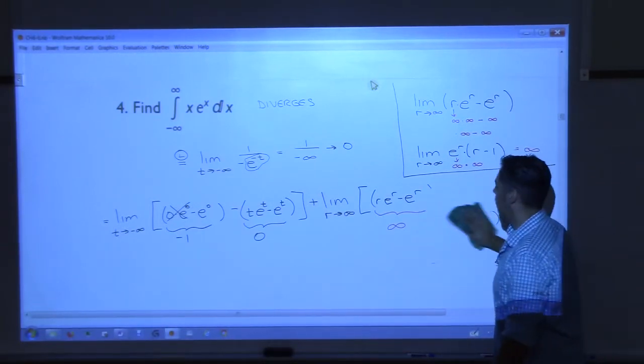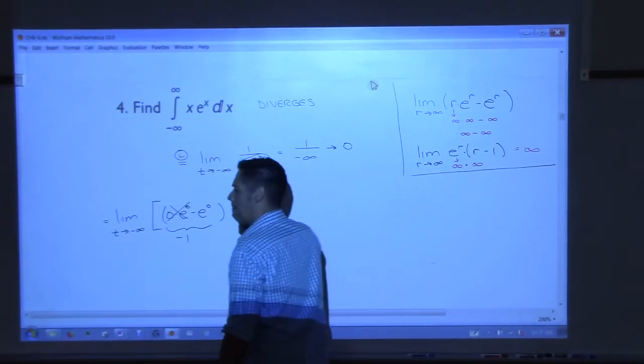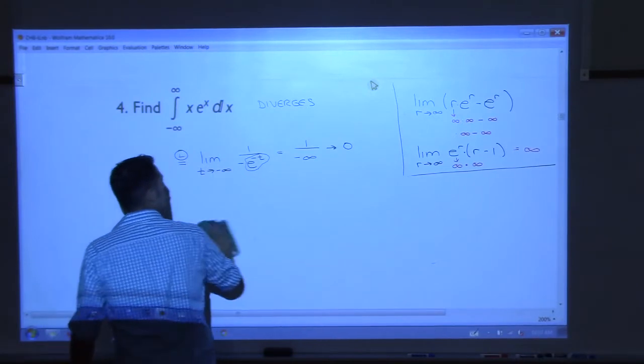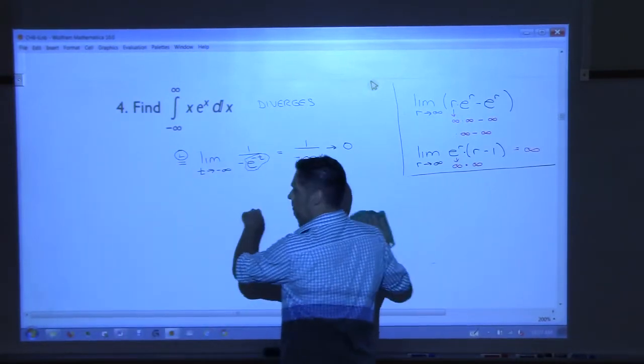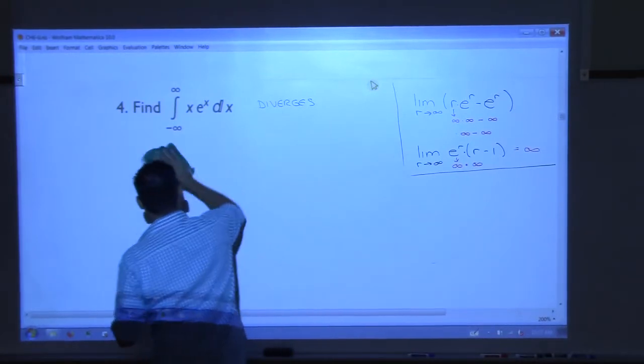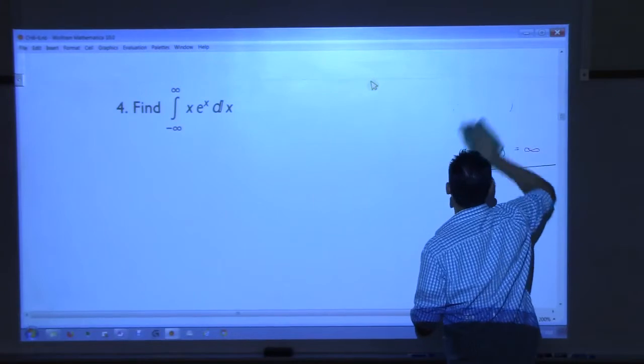So for the answer, would you have to put infinity and then put divergence next to it? I would put infinity, maybe box it, and put diverges next to it. Yeah. But again, it's going to come down to your work. I'm going to be looking at your work more than I'm going to be looking at anything else.